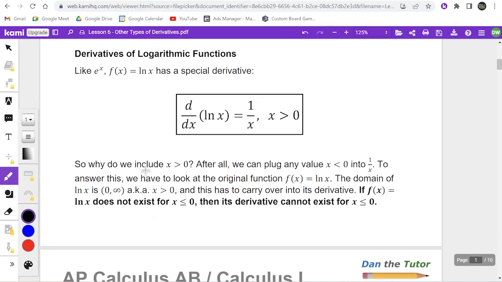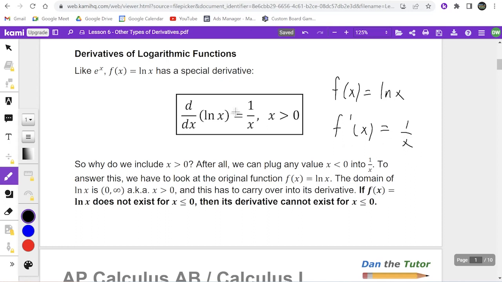Okay, now we're going to talk about the logarithm. The logarithm has the derivative 1 over x, where x is greater than 0. I don't really care if you remember or forget the x is greater than 0 part. It really doesn't matter that much, so I'm not going to make a big deal out of it. But if you have the function f of x equals the natural log of x, then the derivative of that is just 1 over x.